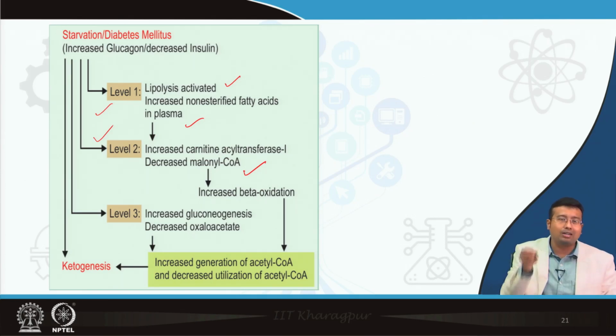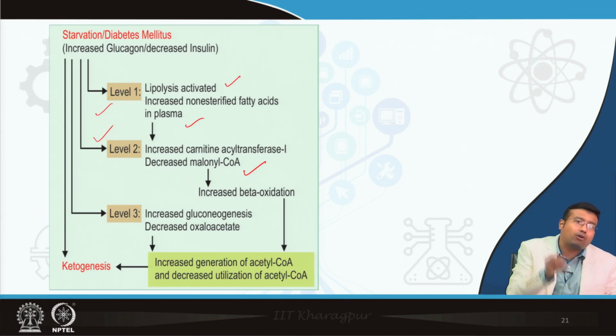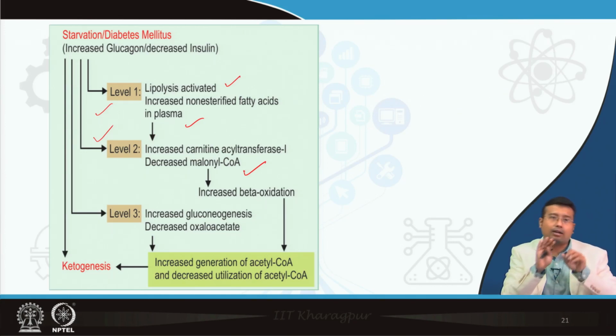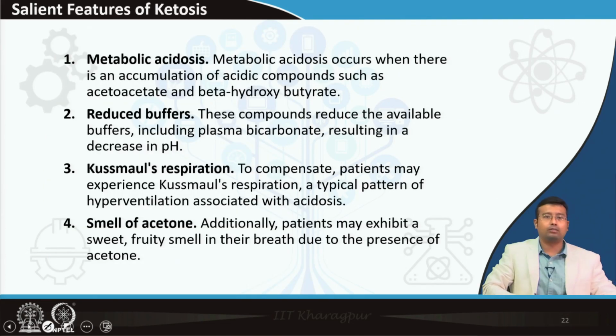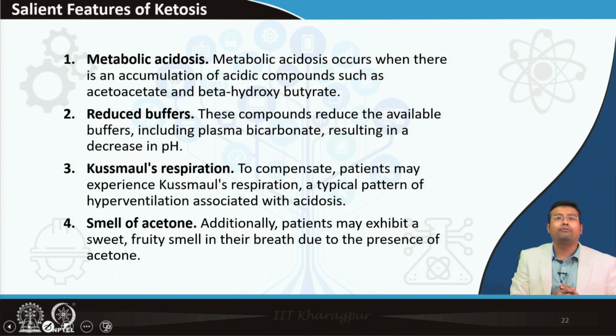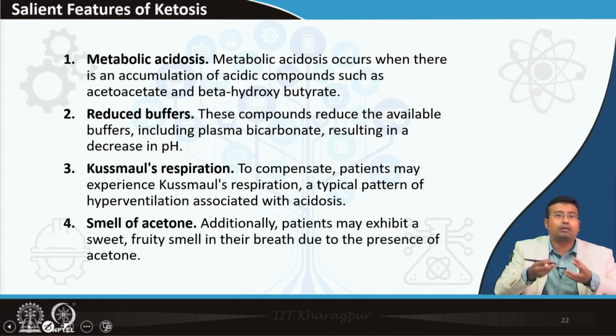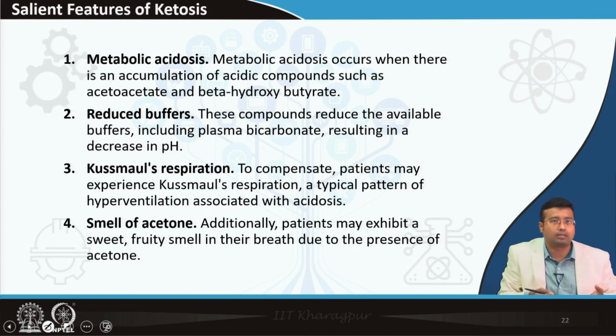two are uncontrolled, even inside the mitochondria the availability of oxaloacetate is a factor. So, if there is increased gluconeogenesis and oxaloacetate is decreased, the TCA cycle is hampered, then it leads to production of ketone bodies. So, now let us see what are the features of ketogenesis. I mean, what are the manifestations when there is excess ketone body in the body.